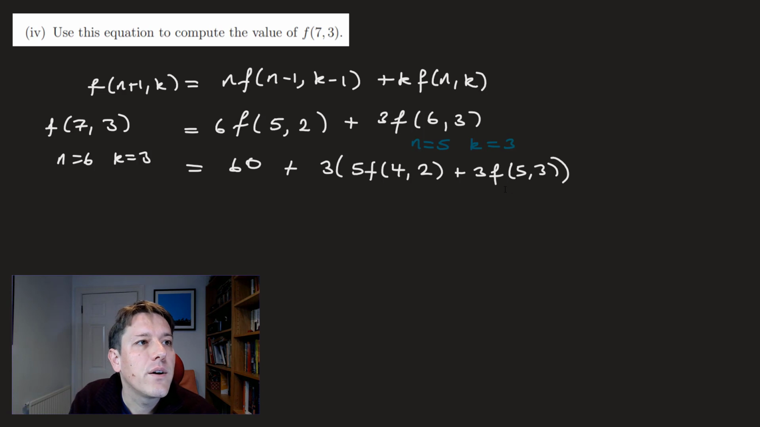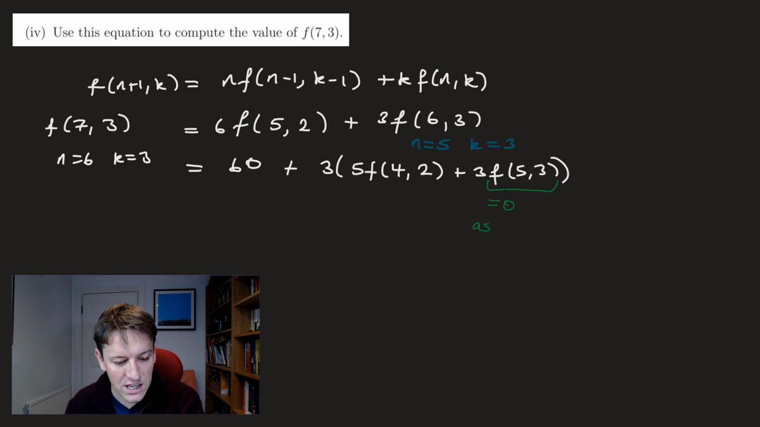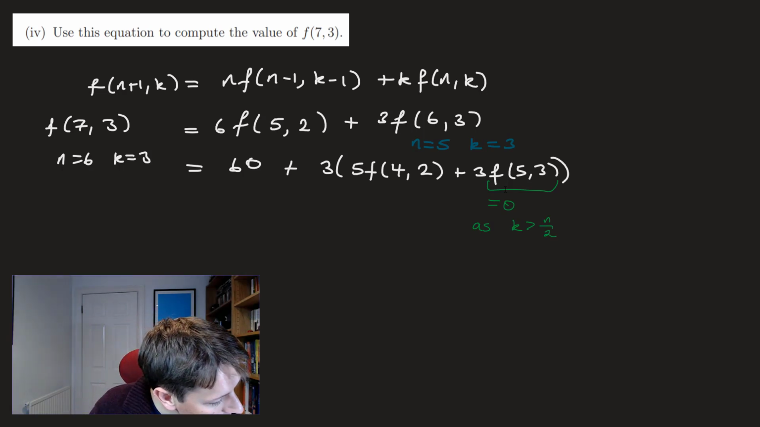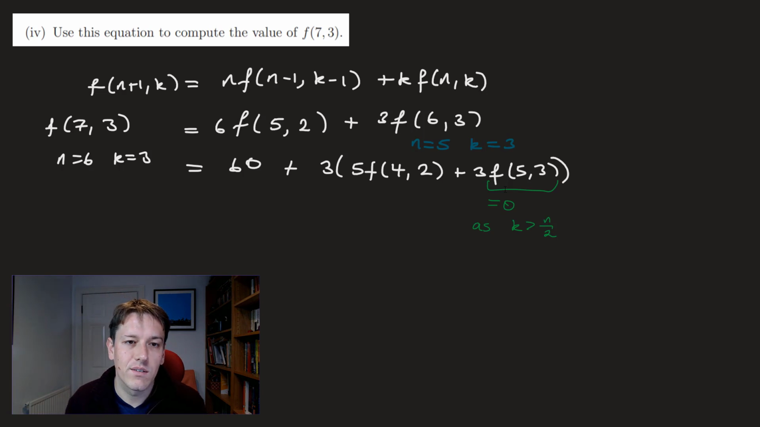Now just notice in this one, f of 5 and 3, this is going to be 0, as in this case we've got k bigger than n over 2. In an earlier part, part 1 actually, we explained why you can't do this. I can't split a set with 5 elements into 3 sets that have 2 elements. There's not enough elements to do that. Okay, so this bit is 0.